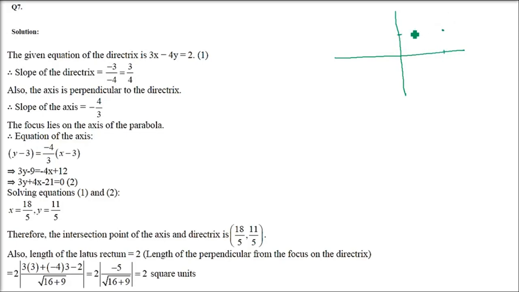Right, (3, 3). So this is the focus being given in the question. I'm just freehand drawing. I don't know where it goes, but I'm pretty sure that the focus is (3, 3). So it has to be like this, somewhere.